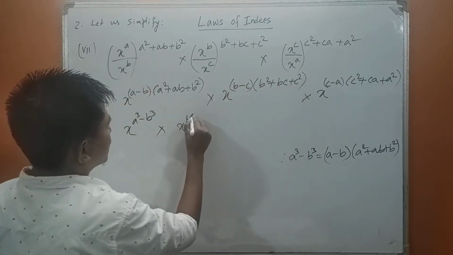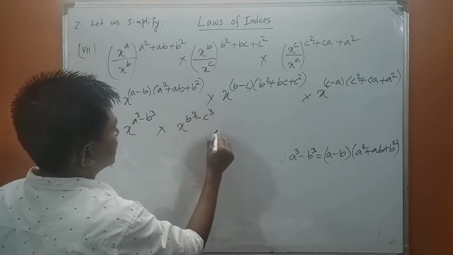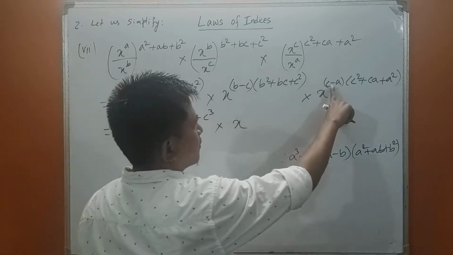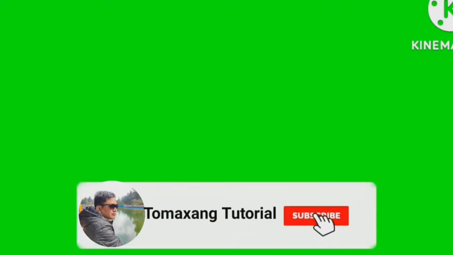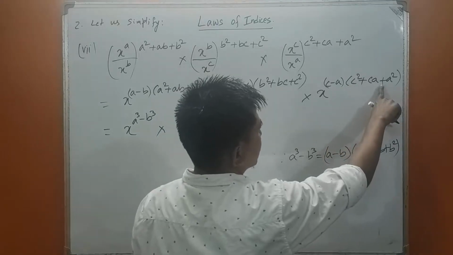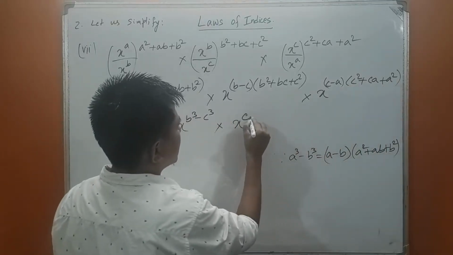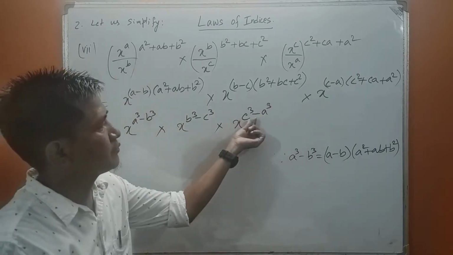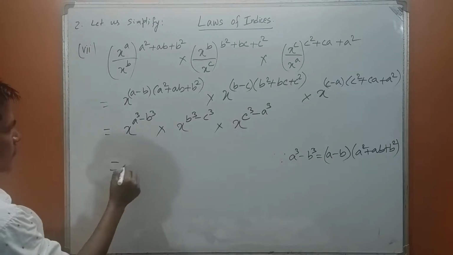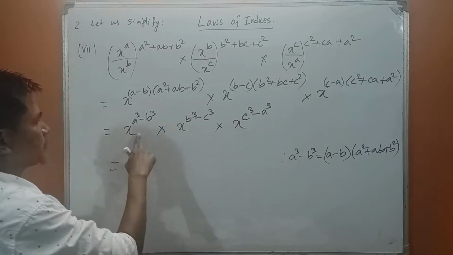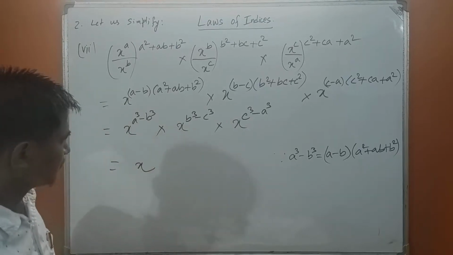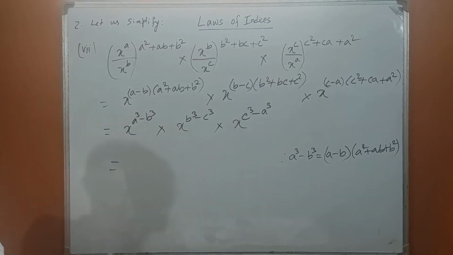So a cube minus b cube. So into, here also x to the power a minus b into a square plus ab plus b square, isn't it? So a cubed minus b cubed, isn't it? a cubed minus b cubed. So here we have x, x, x. The bases are same, that means power should be added. Power should be added, isn't it?